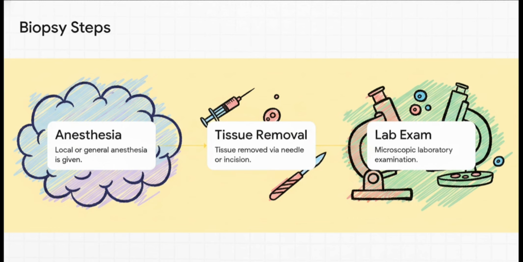Step 1, you're given local or general anesthesia so you won't feel a thing. Step 2, the doctor removes a tiny sample of the tissue either through a simple needle or a small incision. And step 3, that tissue gets sent to a lab for microscopic examination. That's the whole shebang. 3 logical steps to confirm exactly what the enemy is.